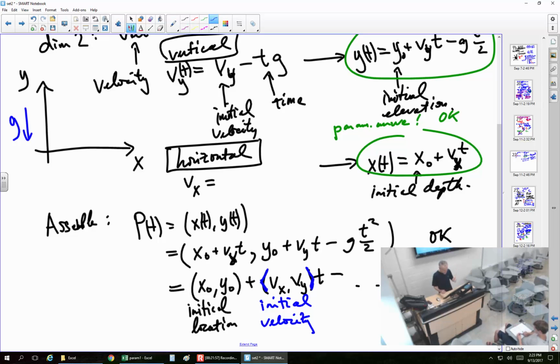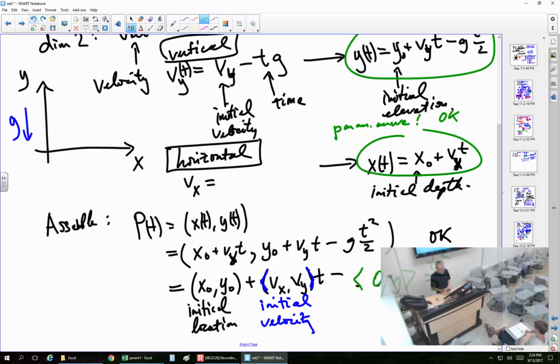So what's the last term? The vector 0, g over 2, times t squared. I think I want to take t squared out rather than just g over 2. So 0, g, and t squared over 2, like this.